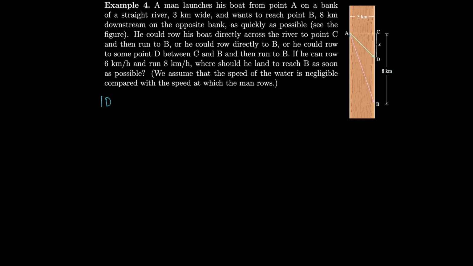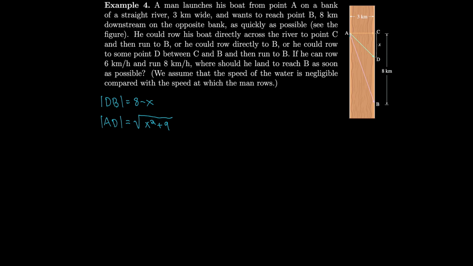Well, the distance between D and B is equal to 8 minus x. So this distance over here between A and D, if this is x and this is 3, then I can use the Pythagorean theorem. 3 squared plus x squared is this distance squared, so I take the square root. So it's the square root of x squared plus 9. Okay, so now I know what this distance is. I know what this distance is. That's the distance he's got to travel by rowing and by running.